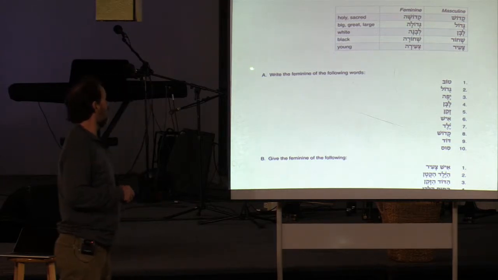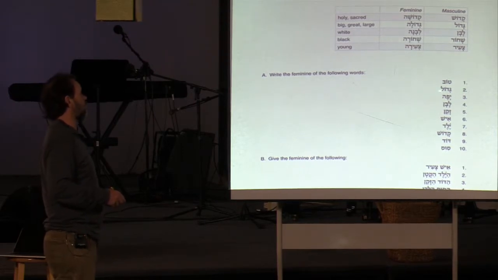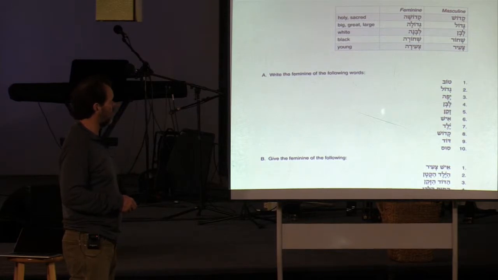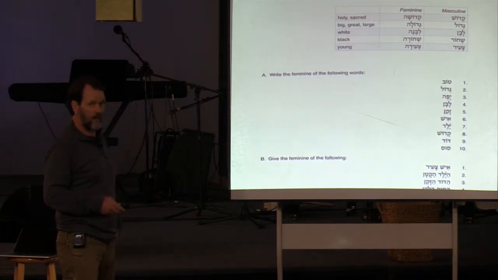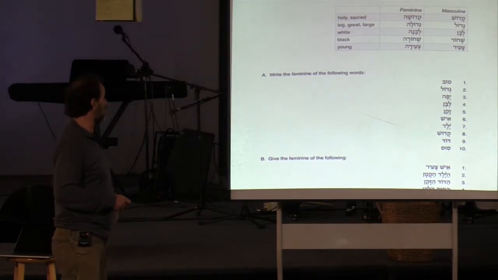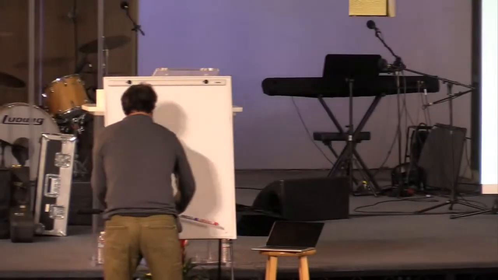Okay, write the feminine of the following words. Okay, this is very simple to do. And of course, once again, we've just been through this. Tov for good, tova. So all we do is add a gametz hey, and we get tova, right? And you should write it out. You should take the time and get good at this.